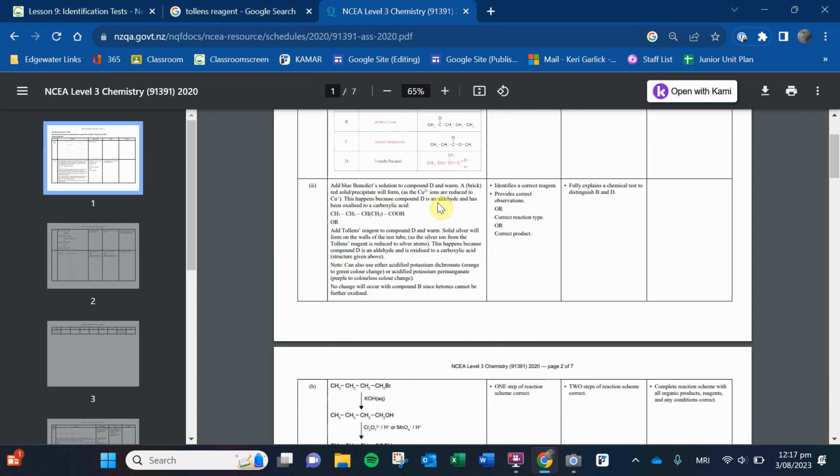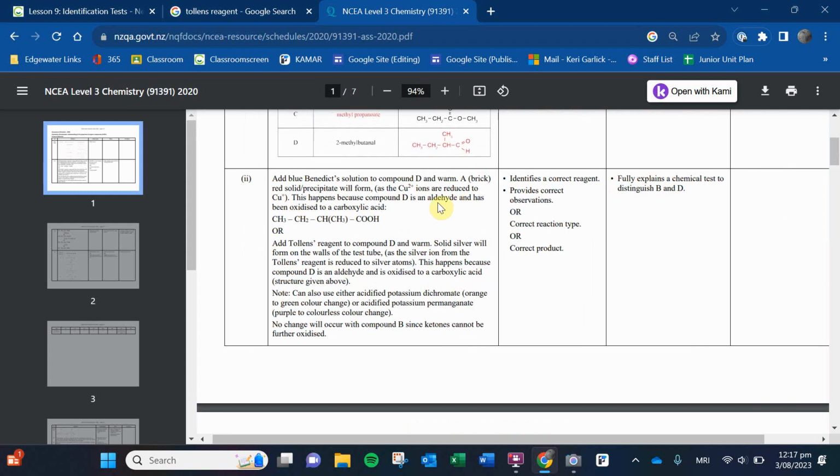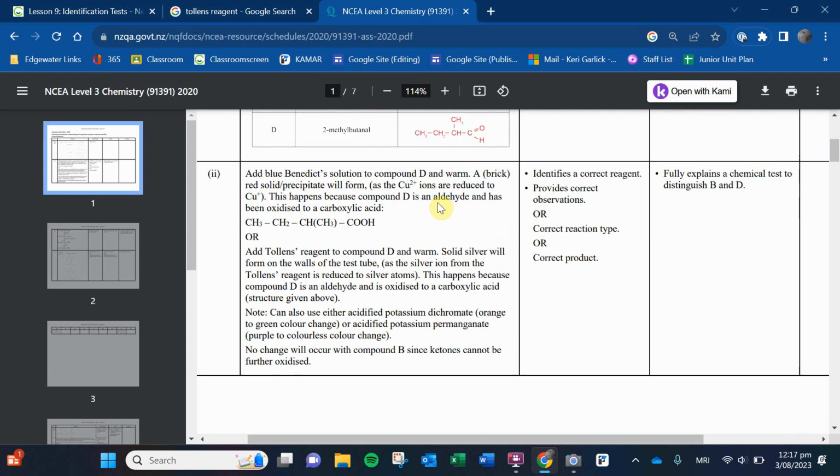This one only goes up to the merit level, which is fair enough considering it's only 1 comparison. Lots of ways you can get the achieved. The first way is identifying the correct reagent. You have so many reagents that you could use because you could use the Tollens, Benedicts, Fehlings, and the dichromate and the permanganate because this is not an alcohol, so it will be able to distinguish the 2. Any of those 5 would be accepted.